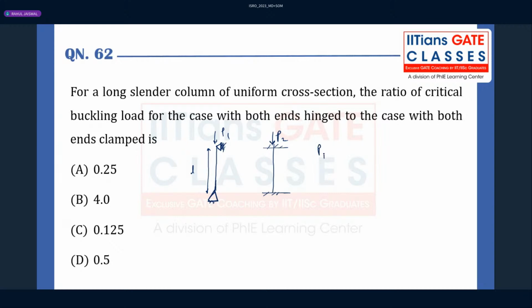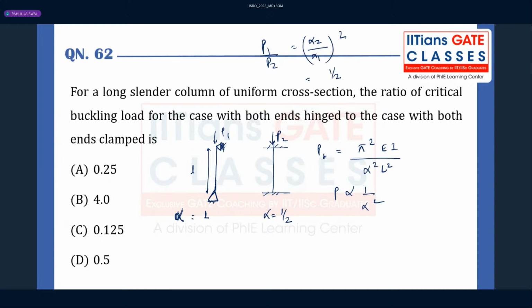So what is the formula here, effective length factor alpha? Here alpha will be what? 1 upon 2. Here alpha will be 1. So P1, we know that is pi square EI divided by alpha square L square. L is same, E is same, I is same. So P will be inversely proportional to alpha square. So P1 divided by P2 will be alpha 2 divided by alpha 1 whole square. Alpha 2 is 1 upon 2 whole square, so that is 1 upon 4, which is 0.25. That will be correct.